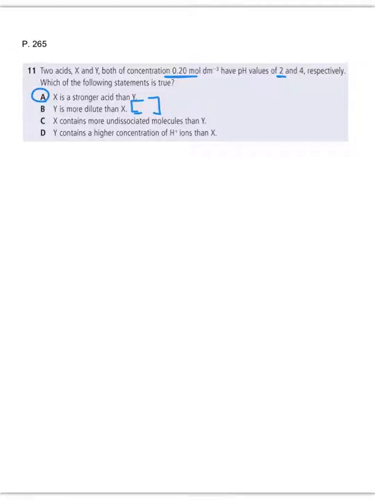They're the same concentration. X contains more undissociated molecules. No, X apparently dissociated all of it or nearly all of it. And Y contains a higher concentration of H plus. No, these two statements are just the reverse. Y contains more undissociated, and X contains a higher concentration of H plus. So only A is true.